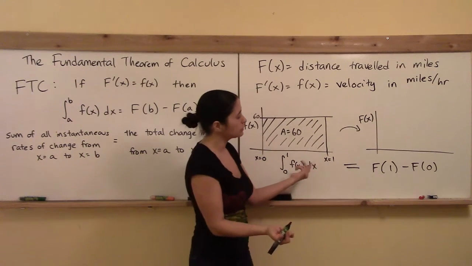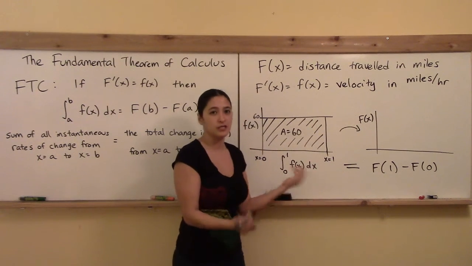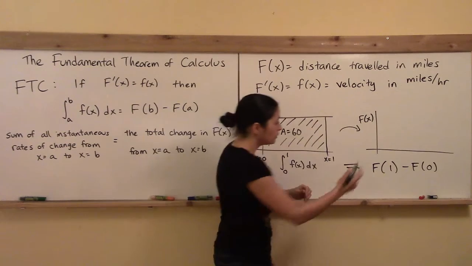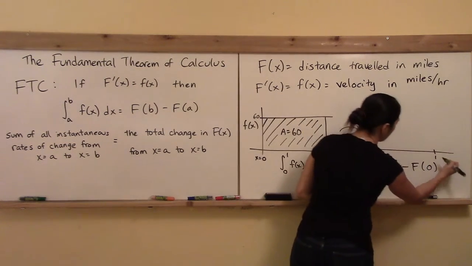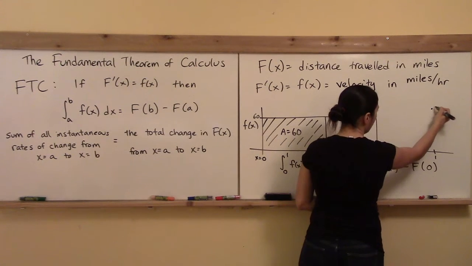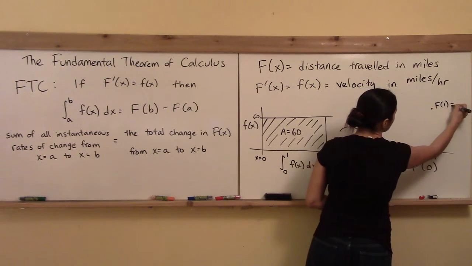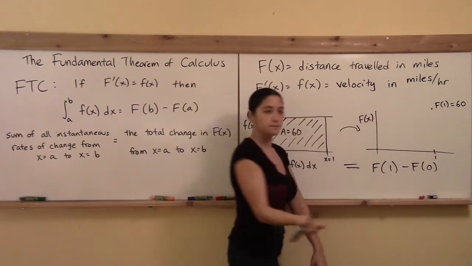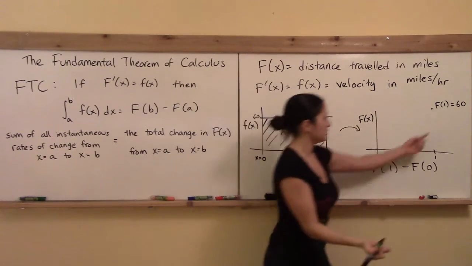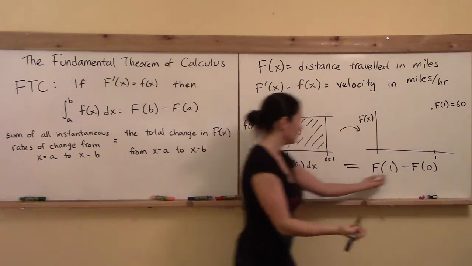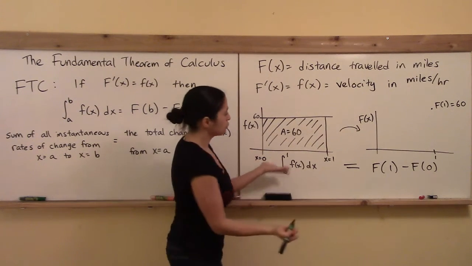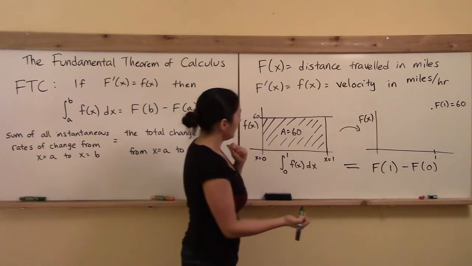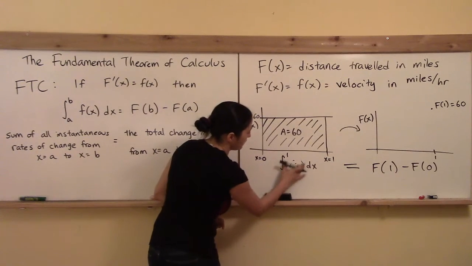Now let's just, for the sake of argument, pretend that we started at position 0, so that F of 0 is equal to 0. So that means that when I get over here to 1, F of 1 right here has got to equal 60. Alright, because then I'm going to get 60 minus 0 is equal to the 60 that represents the area under this curve. Sure enough, that is going to be equal.